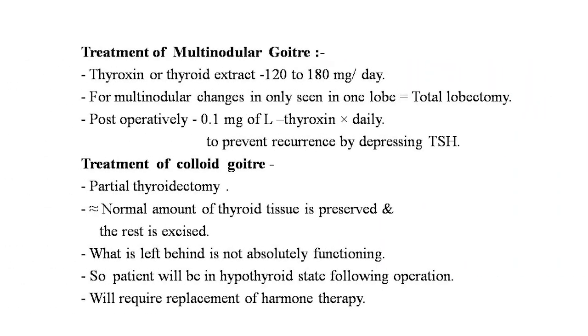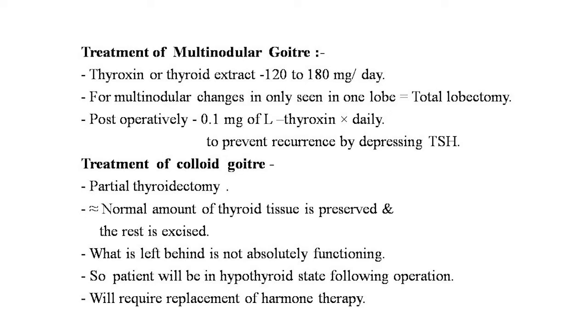Now the treatment of the nodular goiter: thyroxine and thyroid extract 120 to 180 mg per day for multinodular changes. If changes are seen in only one lobe, total lobectomy is done. Post-operatively, 0.1 mg of L-thyroxine daily prevents recurrence by depressing TSH. Now the treatment of colloid goiter: partial thyroidectomy is necessary. The normal amount of thyroid tissue is preserved and the rest is excised. What is left behind is not absolutely functioning, so the patient will be in a hypothyroid state following operation and will require hormone replacement therapy.